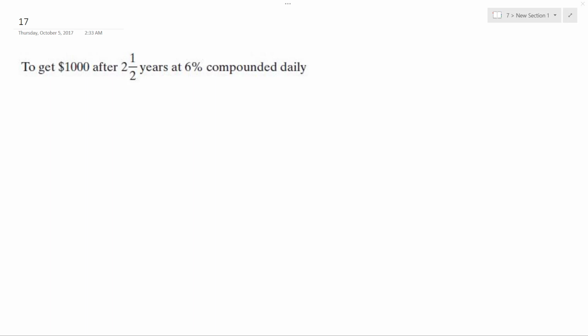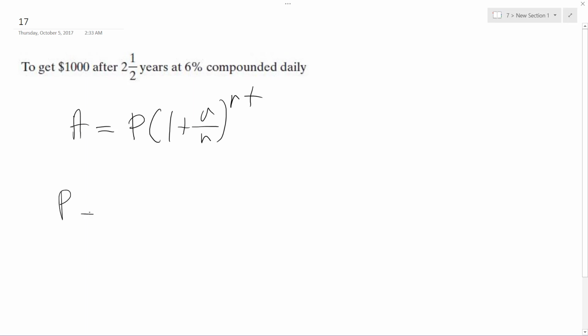So we want to solve this problem. We find the principal that gives us $1,000 after 2.5 years, compounded daily at 6%. So we've got total amount accumulated equals principal times 1 plus r over n, raised to the n times t. So P is going to be multiplied by 1 plus 0.06 divided by, oh, daily.